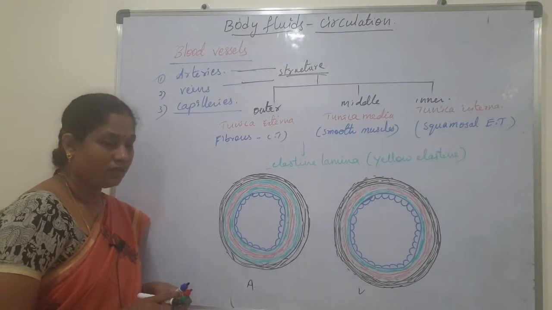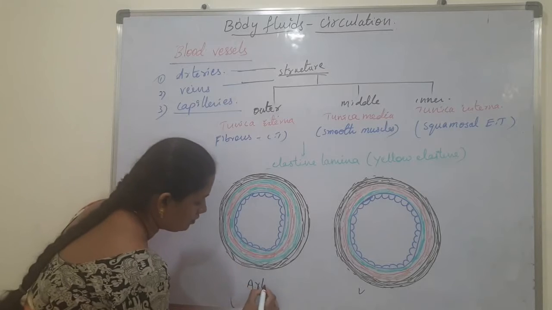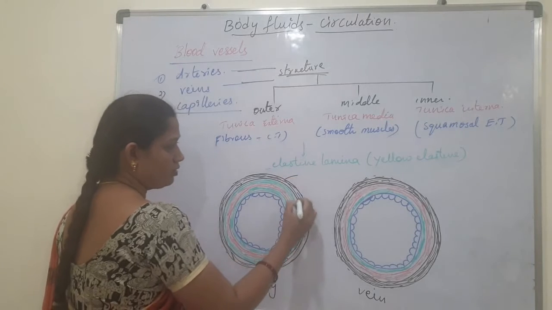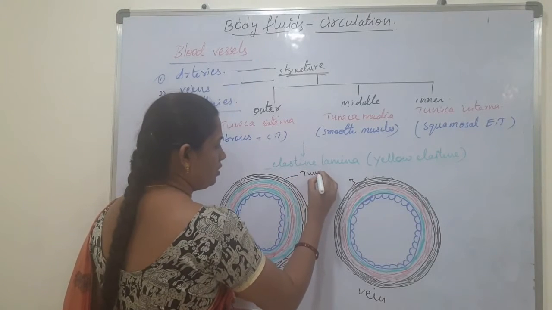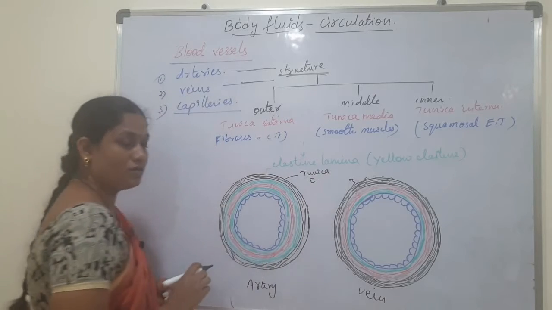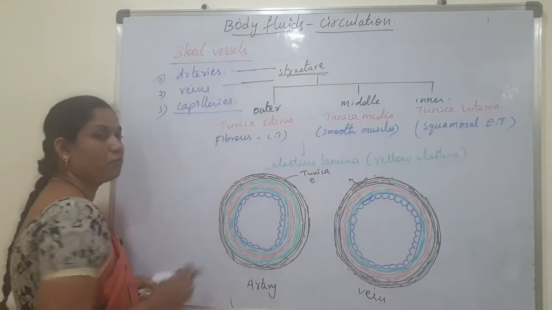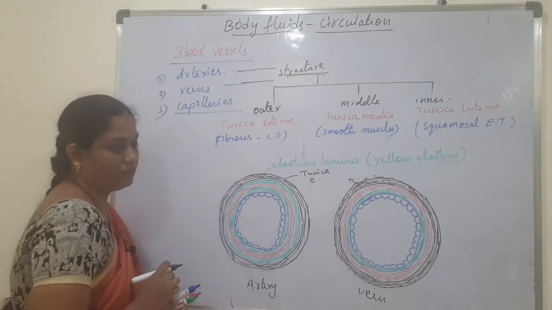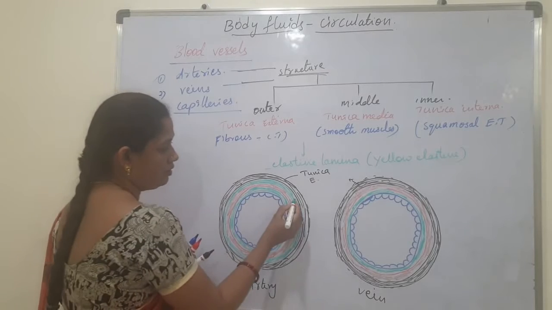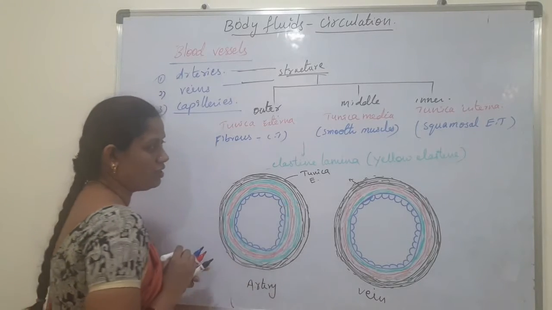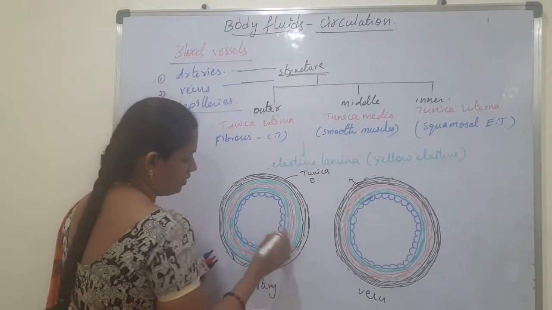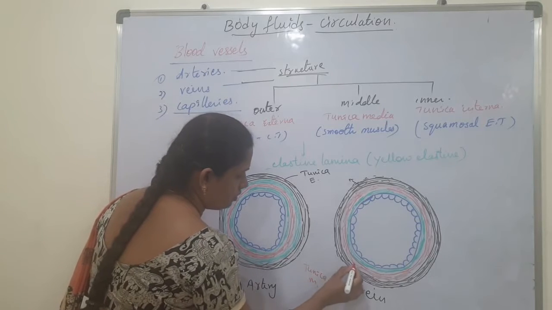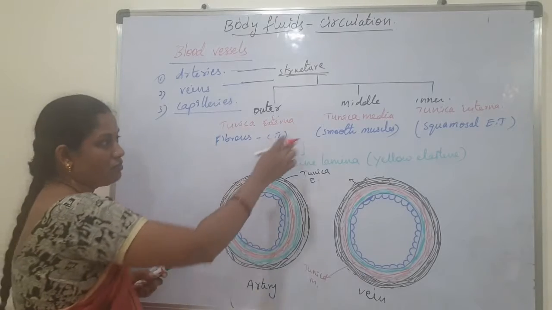So here this is the artery, this is the vein. The outer layer, this black one, is called tunica externa. It is made up of fibrous connective tissue. In arteries it is slightly thicker than in veins. Next layer, the middle one, the red one, is tunica media. It's made up of smooth muscle.